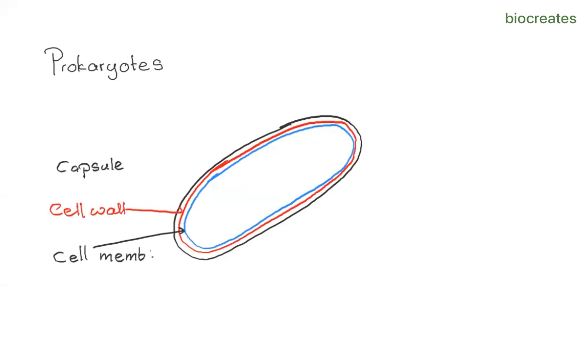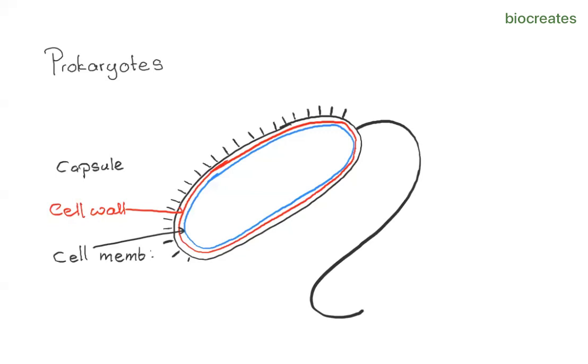Then in prokaryotic cells, normally we can see a flagellum or a few flagella. And also they have short structures around the cells. In general, in a prokaryotic cell, we can find short, movable structures surrounding the cell. These are called pili or cilia.